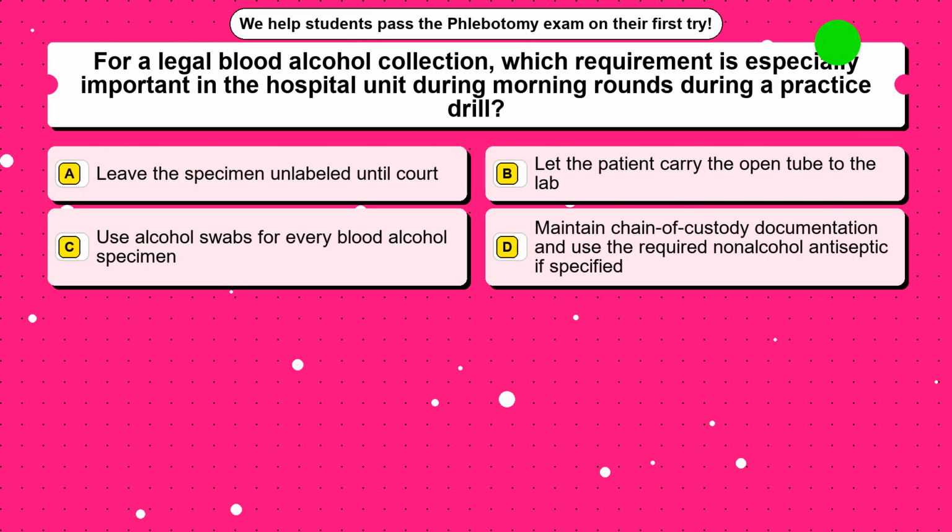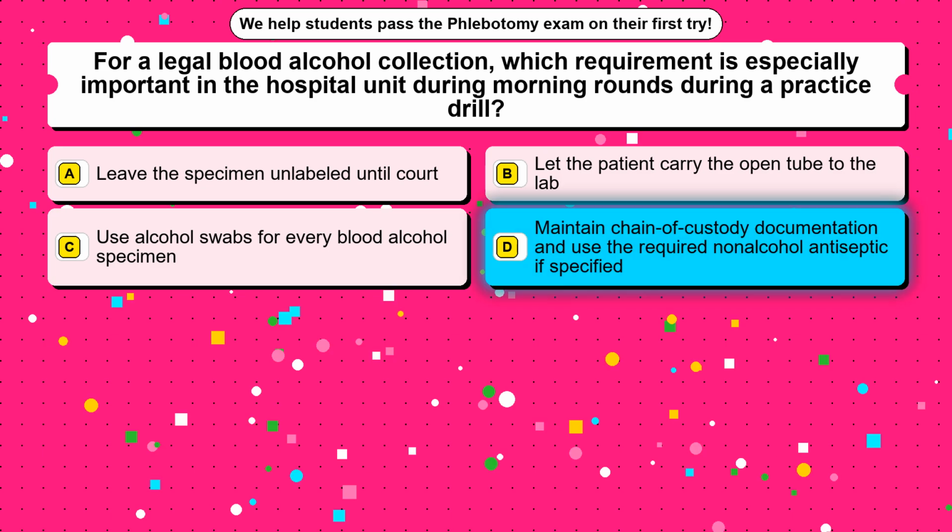Question 80. For a legal blood alcohol collection, which requirement is especially important in the hospital unit during morning rounds during a practice drill? Option A. Leave the specimen unlabeled until court. Option B. Let the patient carry the open tube to the lab. Option C. Use alcohol swabs for every blood alcohol specimen. Option D. Maintain chain of custody documentation and use the required non-alcohol antiseptic if specified. The correct answer is option D. Maintain chain of custody documentation and use the required non-alcohol antiseptic if specified.